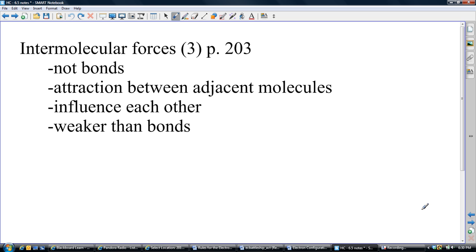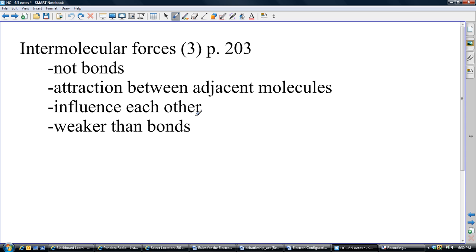In this video, we're going to look at intermolecular forces. Intermolecular forces, a couple things. Number one, they're not actual bonds, like a covalent bond or ionic bond. They're simply the attraction between adjacent molecules. So imagine you have two water molecules next to each other. There are ways that they can either be attracted by each other or repelled by each other.